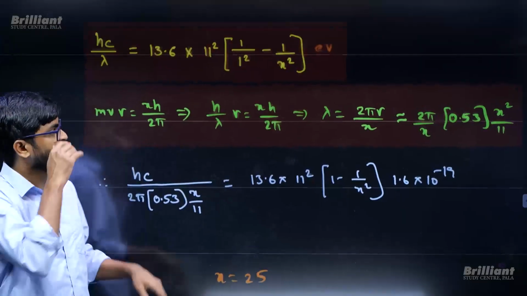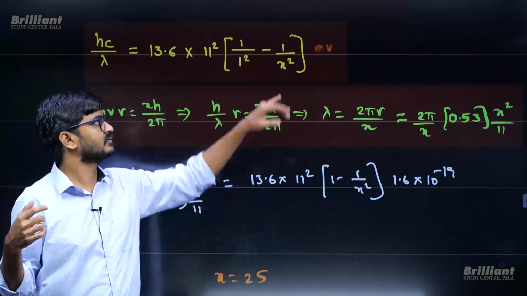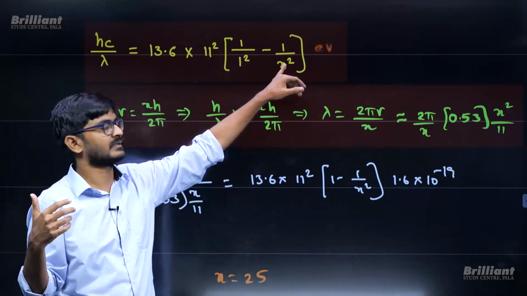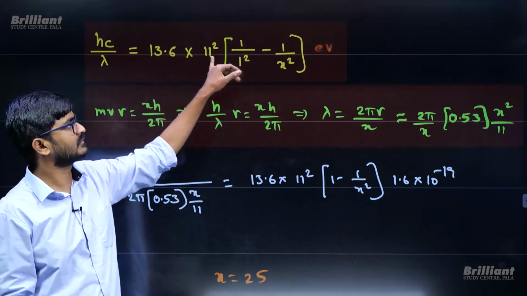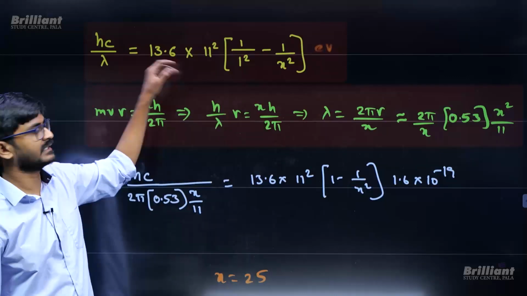So what have they given? They have said it is going from, we don't know which orbit, so let me say x orbit. So 1, 2, 3, 4, so x. From x it is going to 1. So what is the energy? 13.6 Z square into 1 by 1 square minus 1 by x square. So that is the first equation.